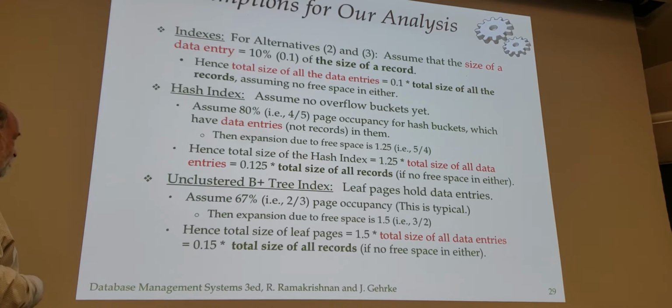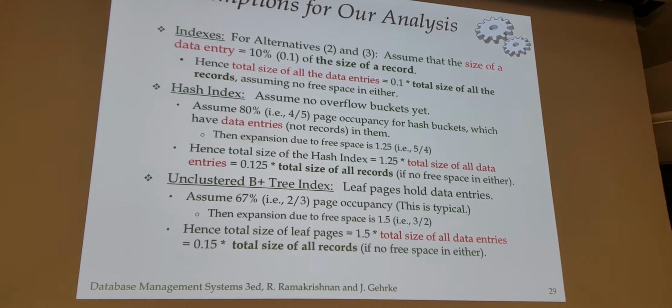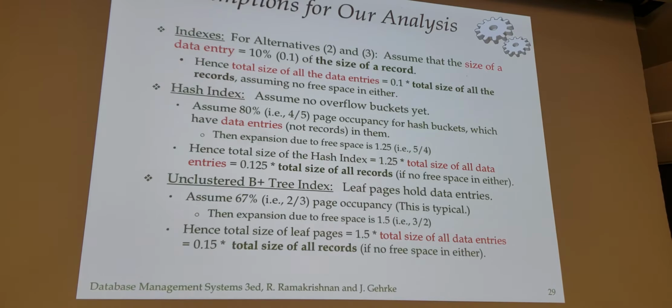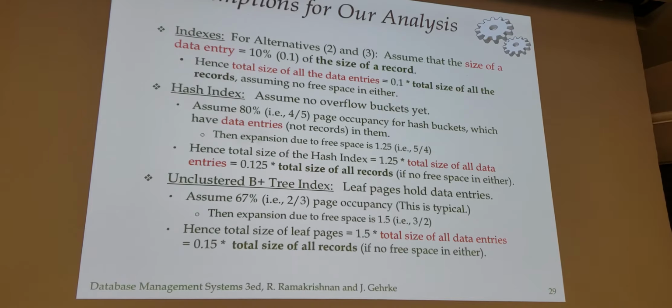2/3, 67% full. How much am I blowing up my space compared to if there were no free space? If it's 2/3 full, I'm blowing up my space by 3/2, 3/2 of what life would be like if there were no free space. 1.5. So the amount of space that I have in the leaves of my B tree for this unclustered or non-clustered index is 1.5 times what I would have if there were no free space.